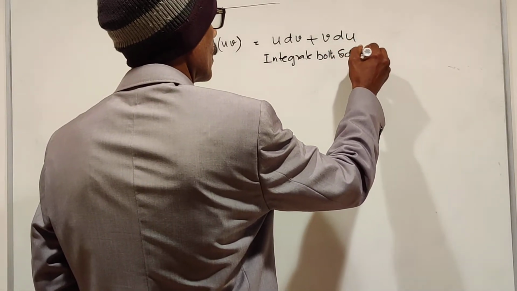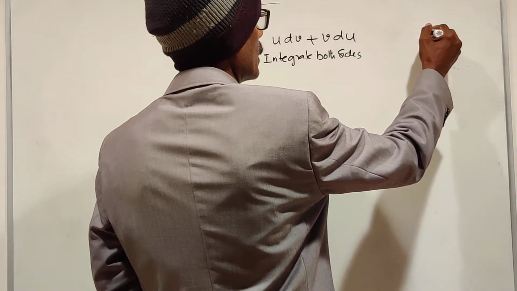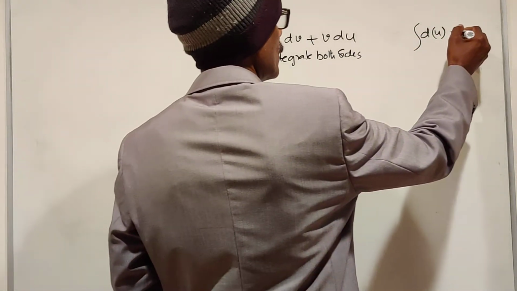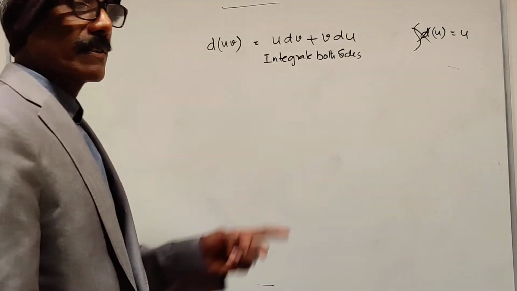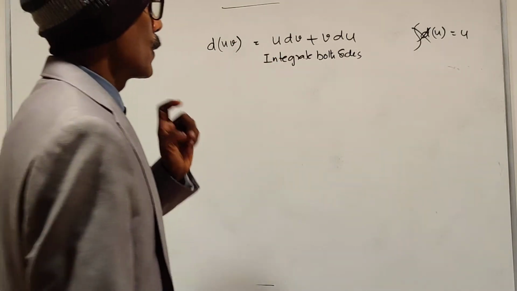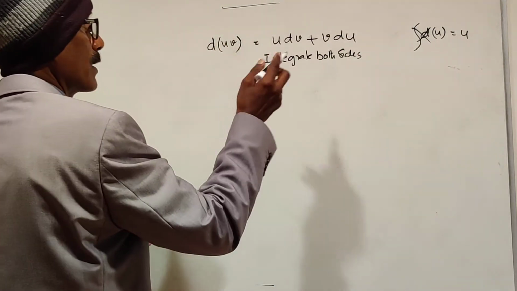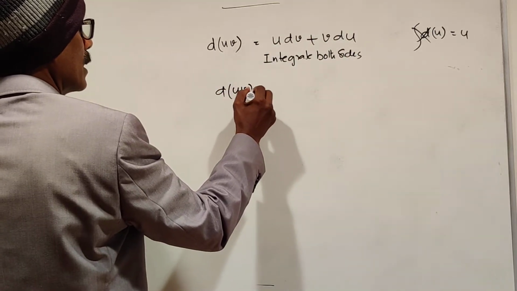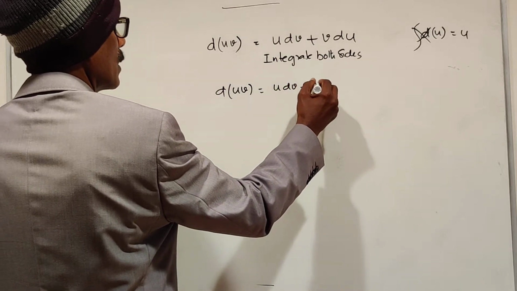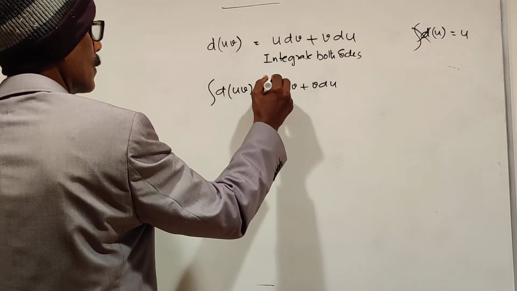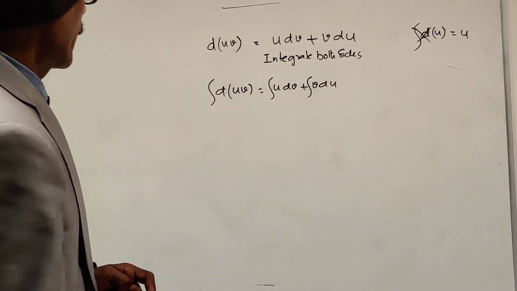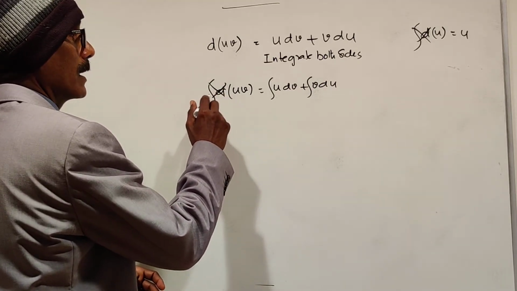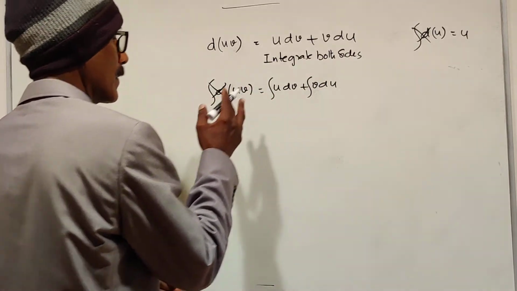Integrating both sides. You need to remember the derivative of u. What is the integral of the derivative of u? That is u. The derivative and integral cancel each other, because the integral is the inverse of derivative. That is the only thing you need to remember. Integrating both sides, I am going to write this one more time: the derivative of uv equals u into the derivative of v plus v into the derivative of u. Integrating both sides, this cancels, because derivative and integral are inverses.